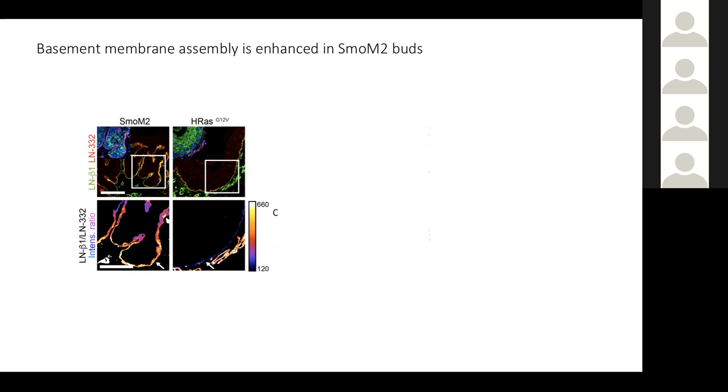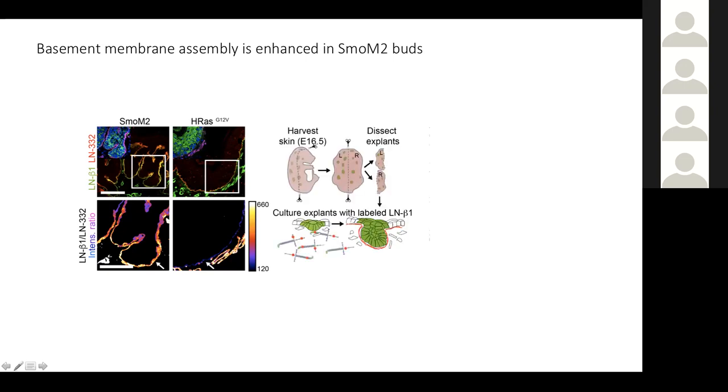So we went to investigate this. Essentially, if we look at types of molecules that are incorporated either in an actively assembling basement membrane versus a more mature basement membrane, these are enriched within these distal tips of smoothened buds versus folds. We derived an assay to actually measure this in an explant.